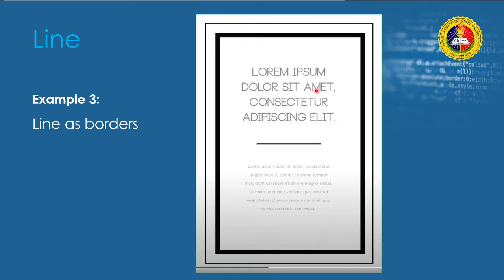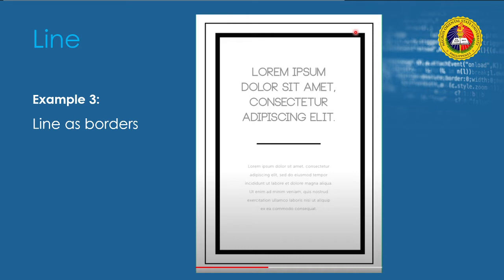Next, we can use line as borders. In this example, lines are used to create a border. There are two strokes of lines that create the thick and thin border. Di ba? This type of stroke line, which you can use in relationship to other elements, can define the look and feel of your composition.